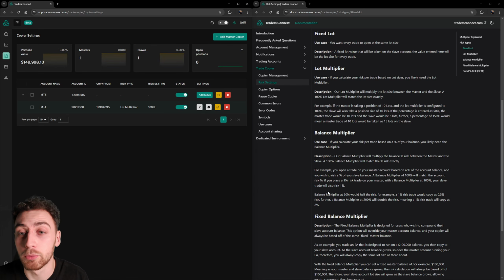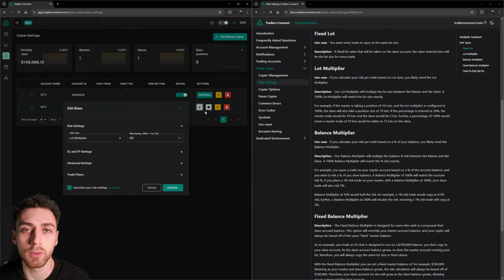We're going to start off with a really easy one, the fixed lot setting. We're going to go from top to bottom. So as you can see on the left here, we'll go through the lot multipliers, and then we'll work our way into the balance multipliers. As I said, we'll start off with the fixed lot setting.